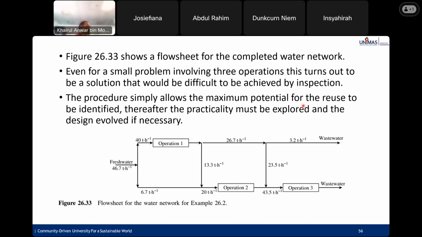So the fresh water is 46.7. 40 goes to operation one from here. 13.3 goes to operation two, while 26.7 goes to operation three. And from freshwater, 6.7 plus 13.3 is 20 to operation two. So from 26.7, actually 23.5 is reused from the outlet of operation two and goes straight to operation three. This is the water network after the design.